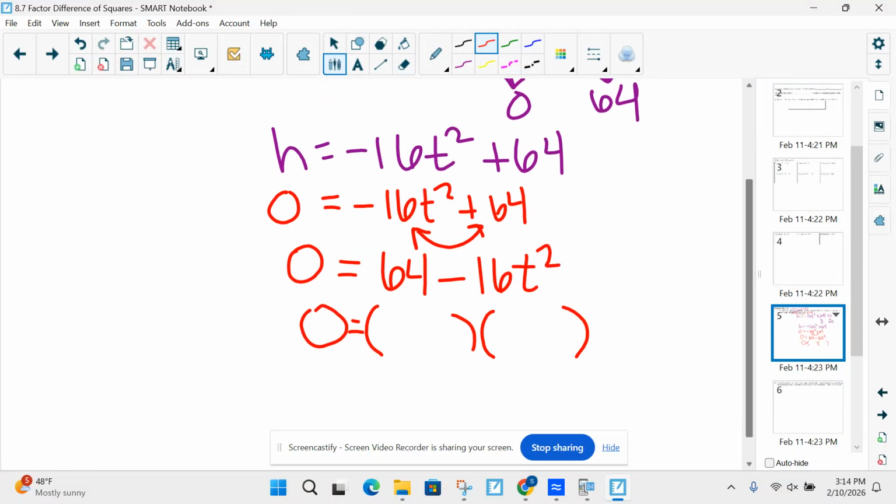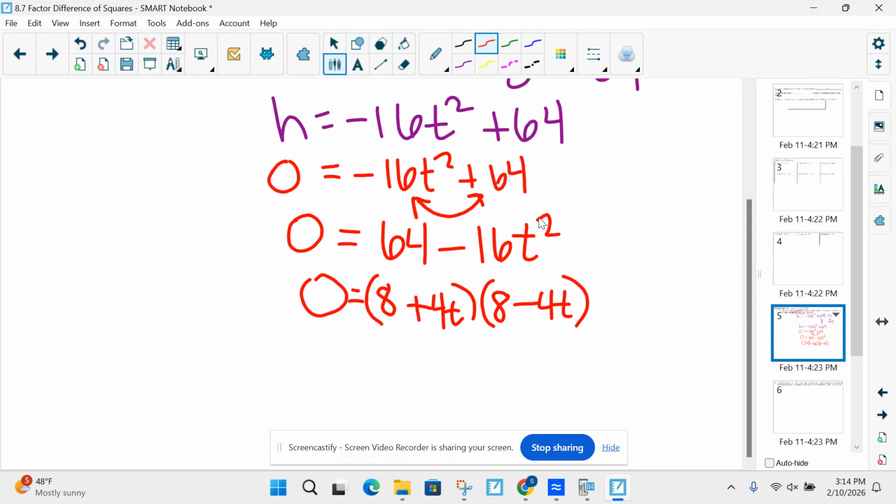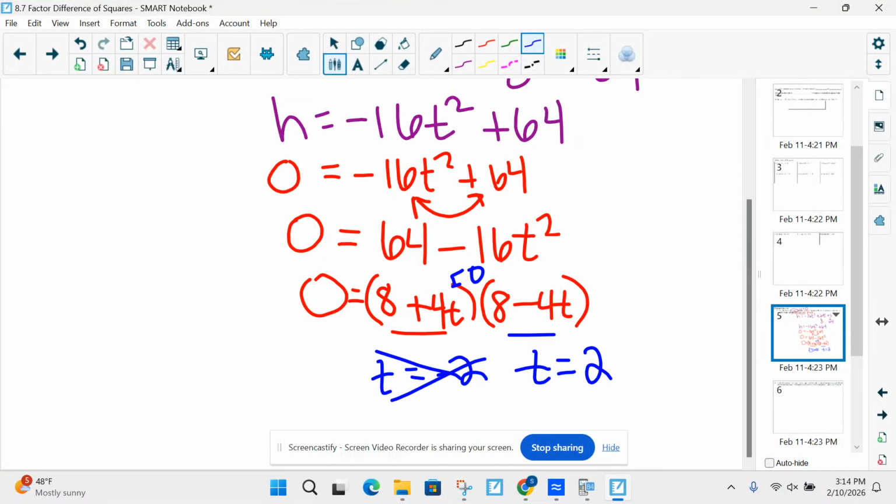You would just take the square root of 64, which is 8, and put it in the first spot. The square root of 16t squared is 4t. And then you would make one plus and one minus. And then we could solve it. So this solution, if you set this equal to 0, would give us negative 2. And then this solution would give us t equals 2. And since you can't have negative 2 for seconds, 2 seconds would be the answer.